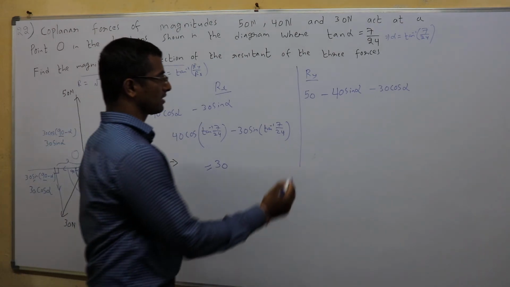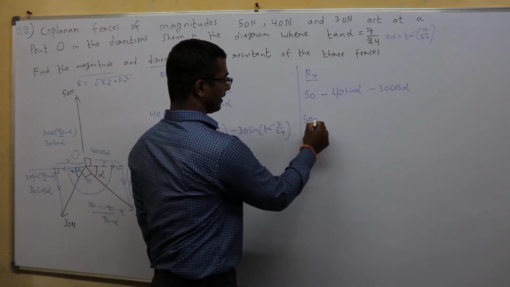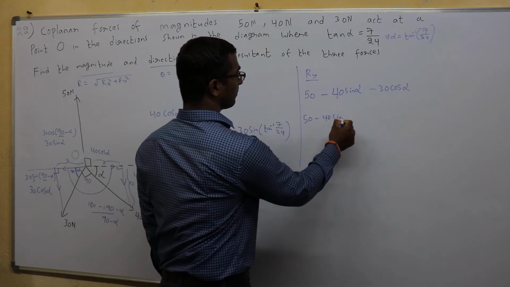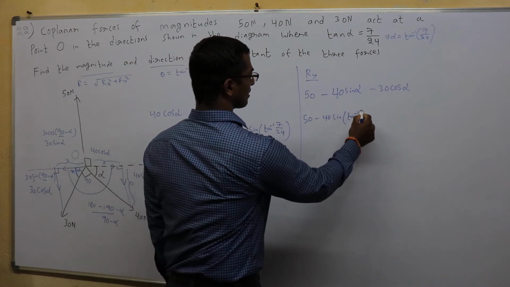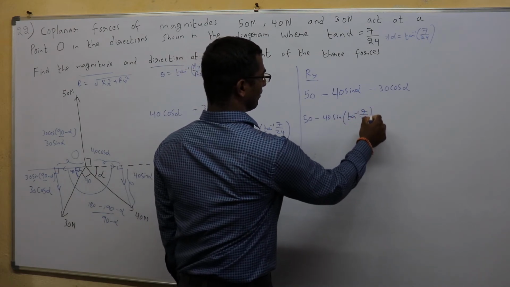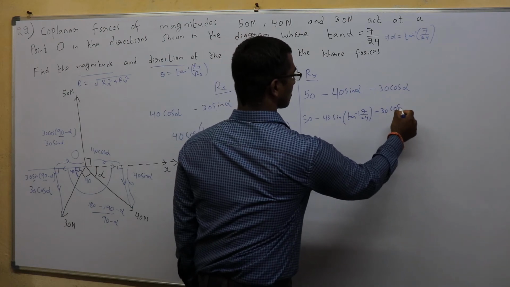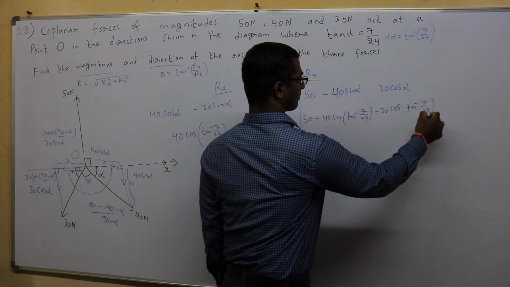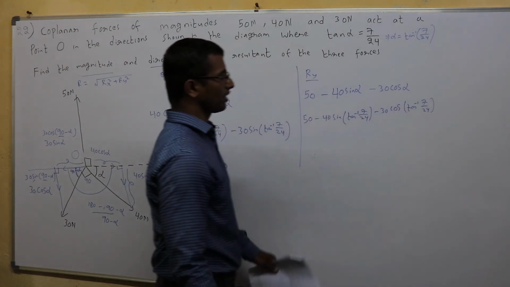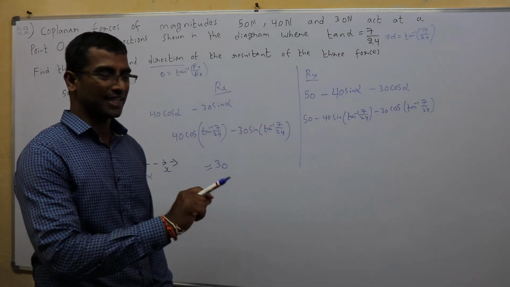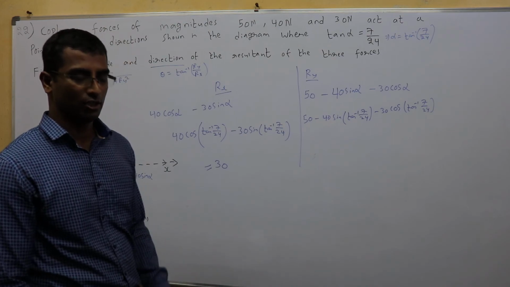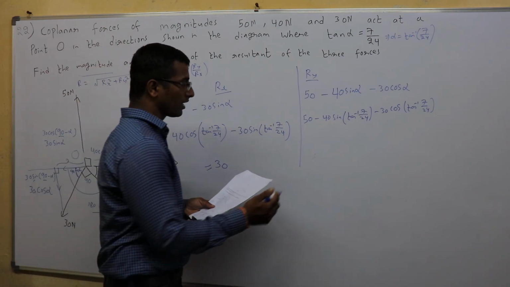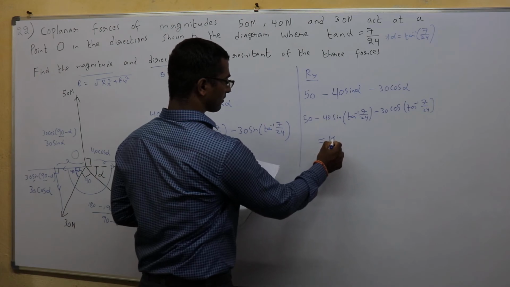Clear? Next. So it is 50 minus 40 sin, in place of alpha tan inverse 7 by 24, minus 30 cos tan inverse 7 by 24. Put this entire expression in the calculator. You get exactly 10.